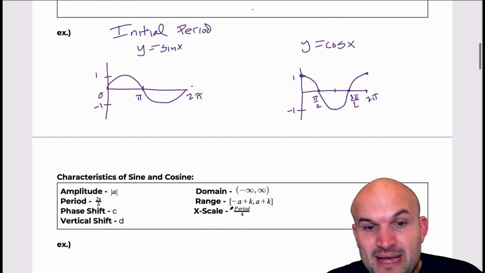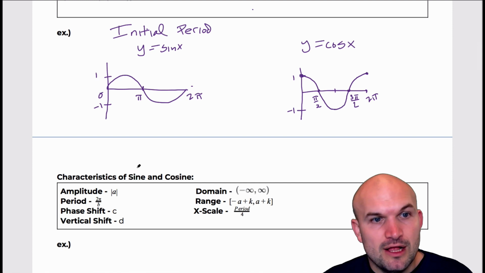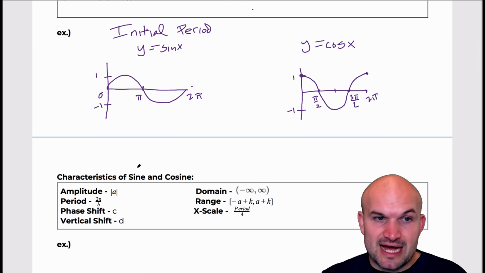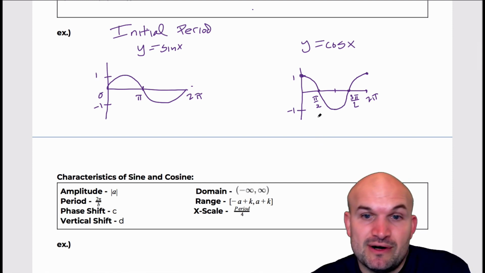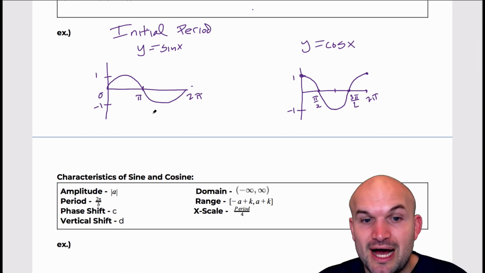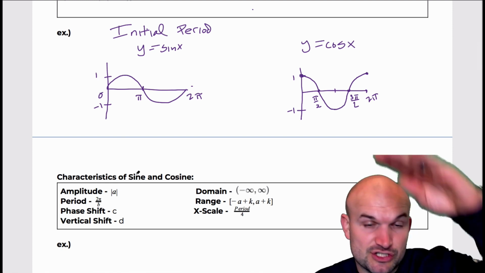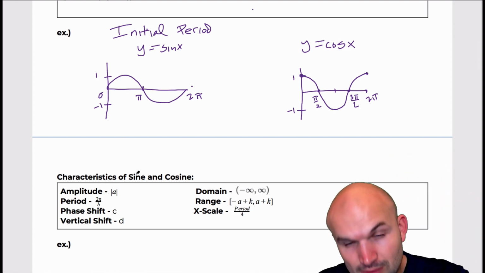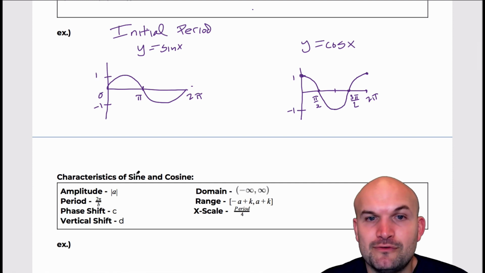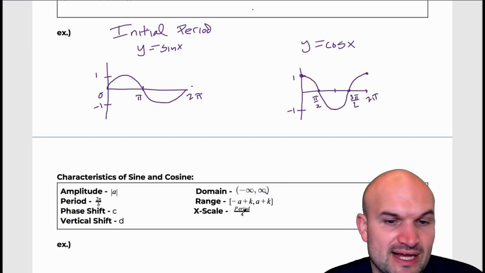You can see that the domain is all real numbers. This graph just keeps on repeating and continues on and on. The range is important because you can see this graph is bounded below and bounded above, so it has maximum values of 1 and -1. Obviously, if that amplitude changes, so if the graph gets stretched or compressed, or if we are vertically shifting the graph up or down, that's going to affect the range. So those are some important things.